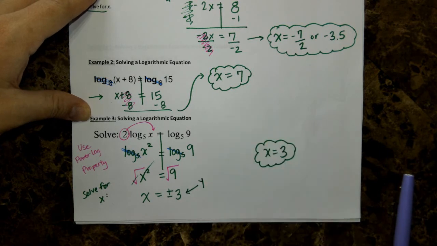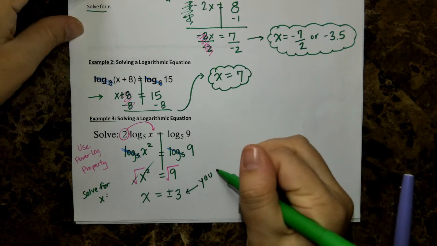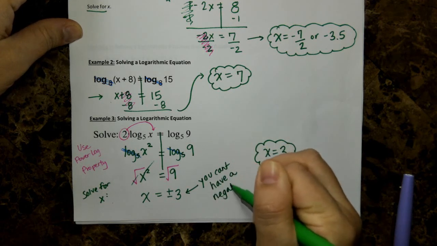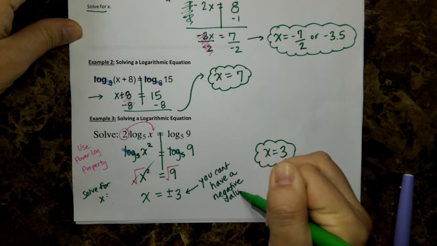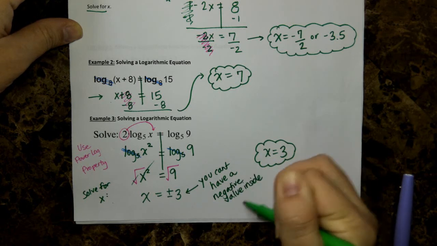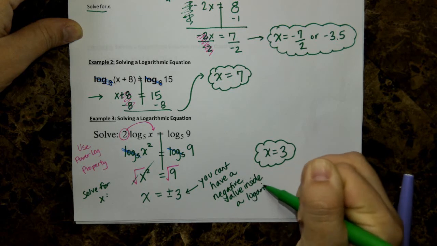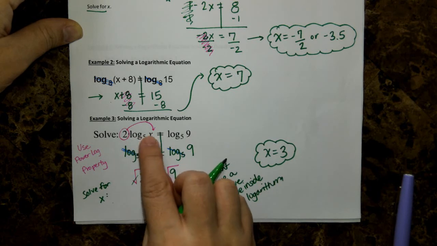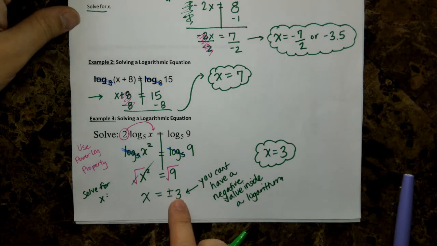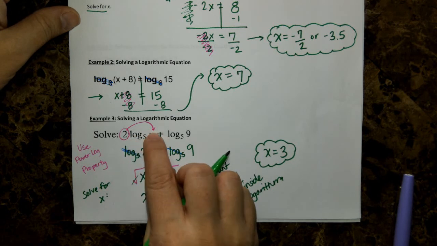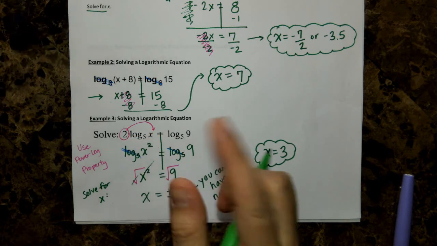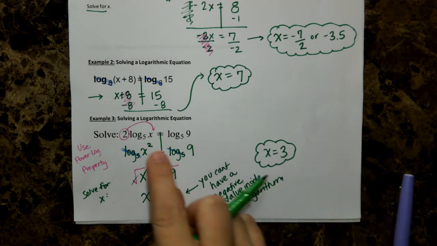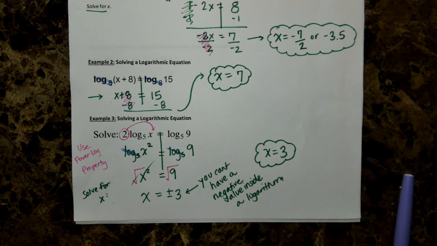Because you can't have a negative value inside a logarithm. So +3 was fine, because if I plug it in, it would be log base 5 of +3, which is fine. If I try to plug in -3, I would have log base 5 of -3, which again, you can't have a negative value inside of a logarithm. So even though we got plus or minus 3, only one answer checks out when plugging in, and that would be +3.